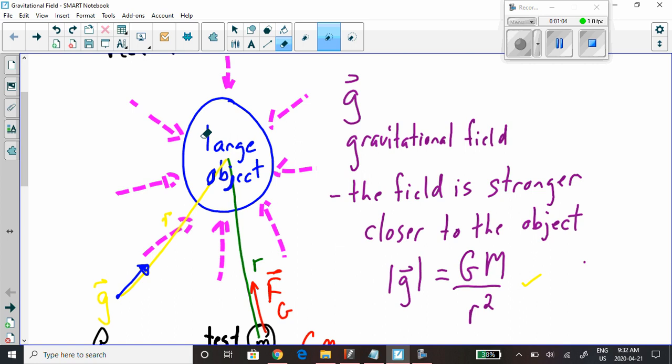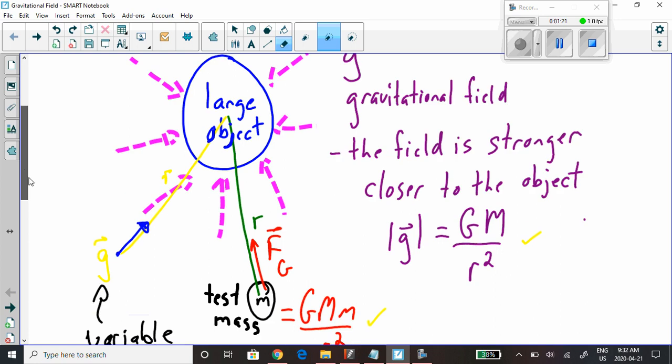You have where the mass resides. But outside of the mass, beyond the physical limits of the mass, is the field. In this case, the gravitational field. And the field is stronger closer to the object. I'm going to remind you of the equation.